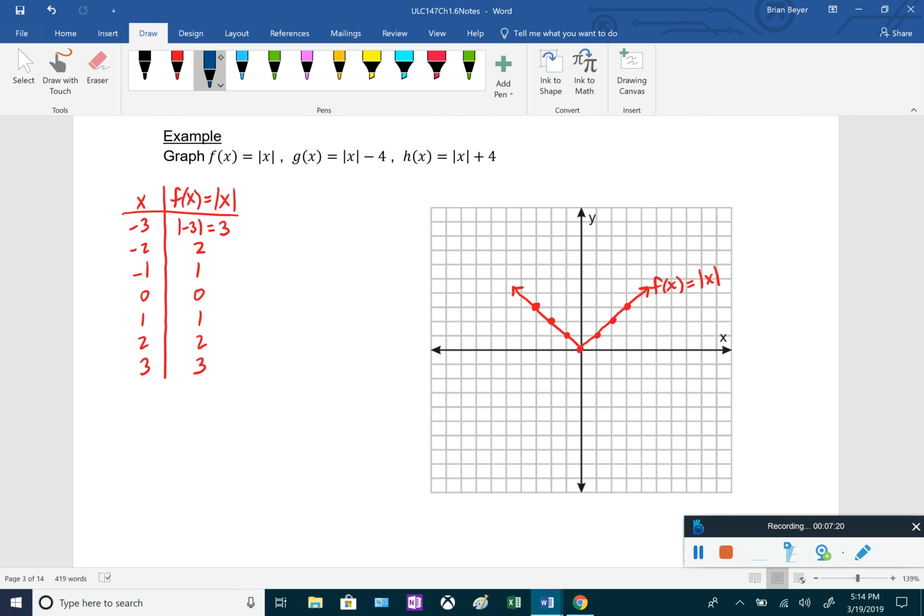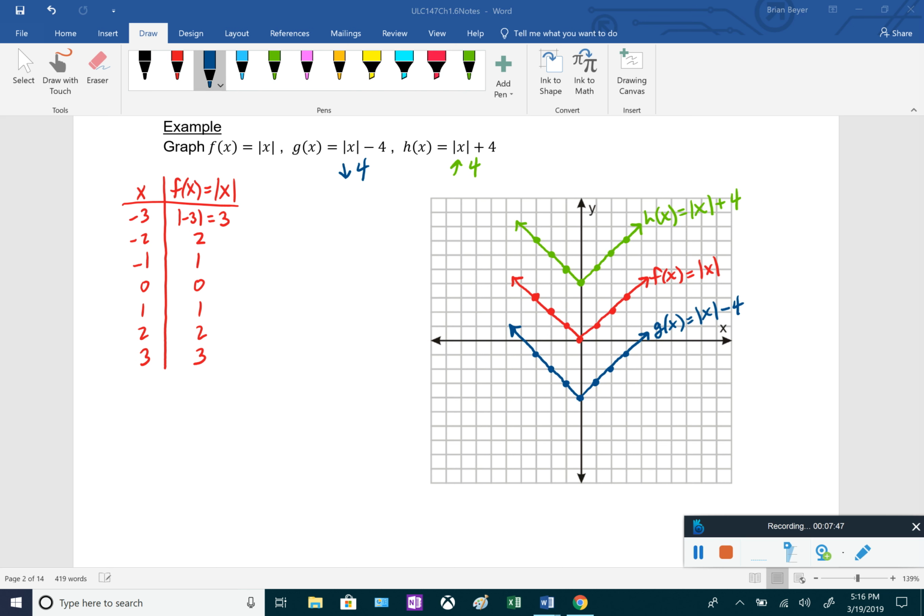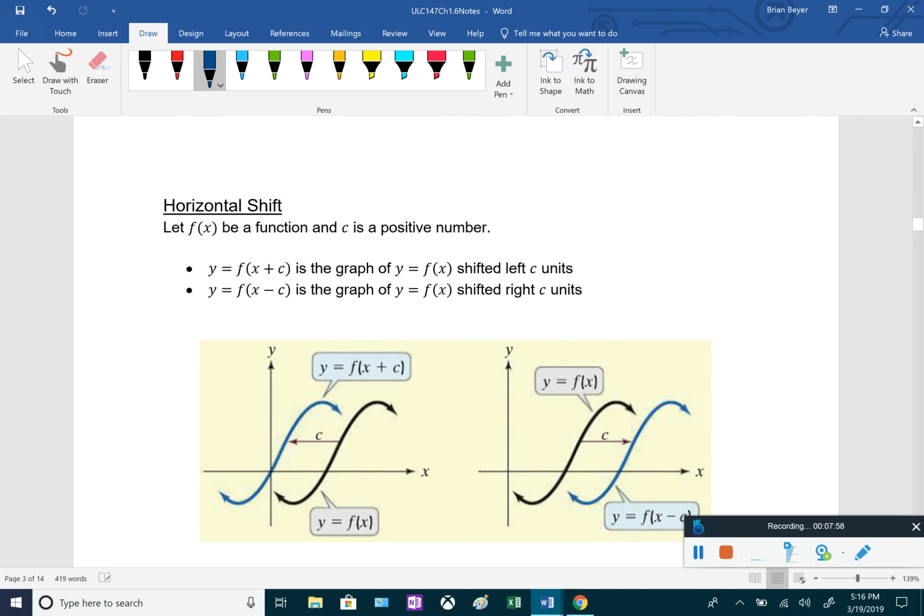Okay, for g of x here, we have this graph moving down 4 because it's the absolute value of x minus 4. So we're going to take every point and move it down 4 and then connect those lines, and we'll end up with that graph. Then for the next one, for h of x, we have the absolute value of x plus 4. Since it's plus 4, we move everything up 4 units. We'll plot those, and we will end up with that for h of x. It is the function f of x moved up 4 units. Okay, so that is the vertical shift.